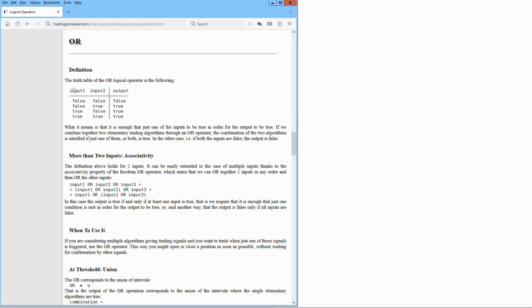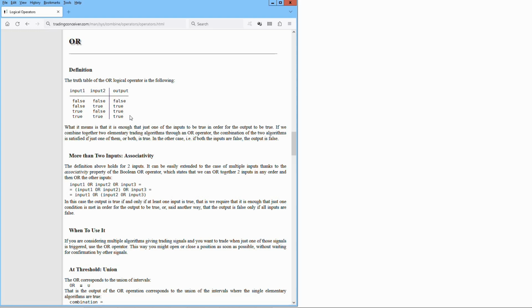The truth table of the OR logical operator is the following. If both inputs are false, the output is false. If one input is false and the other is true, the output is true. Again, as before, if one input is false and the other is true, the output is true. If both inputs are true, the output is true.